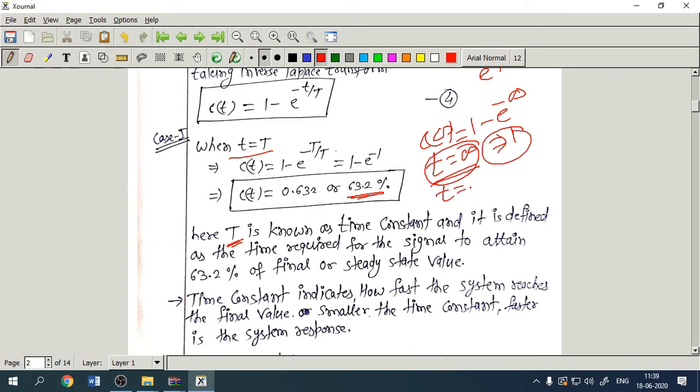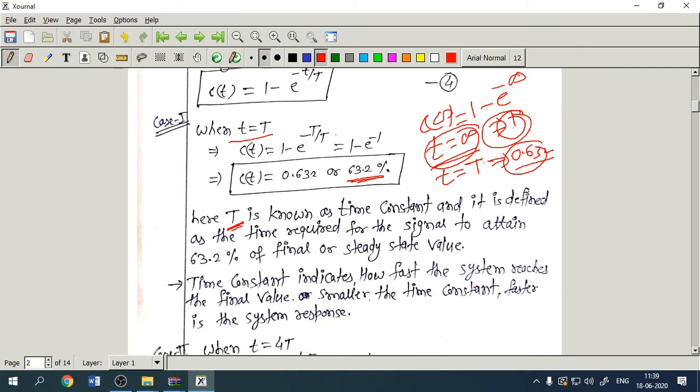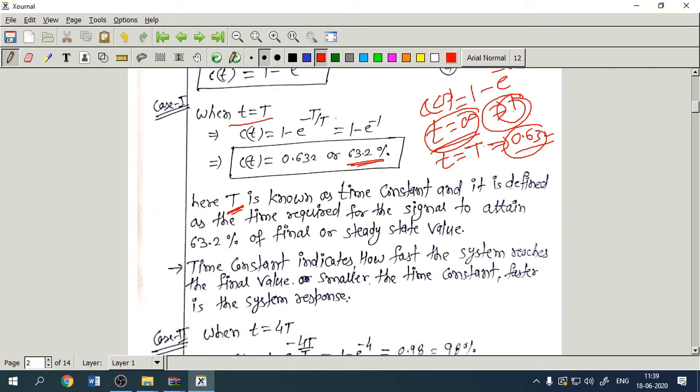Now, when we reach t equal to capital T, the value is 0.632. That means 63.2% of the final value 1 gives 0.632, right? That is known as the time constant. Also, the time constant indicates how fast the system reaches the final value. The smaller the time constant, the faster the response. If the time constant decreases, then the system will be faster.